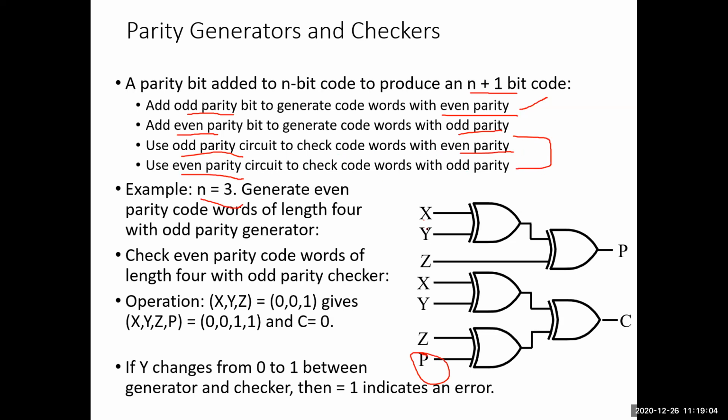So let us see this example now. If my n is equal to 3, I'm trying to use a 3-bit number over here, 0, 0, 1. Generate an even parity code word of length 4. It will always be generating this. Why? Because I have told that whenever a parity is added to the n bit number, your output will always be an n plus 1 bit code. So if n equals 3, n plus 1 means 3 plus 1 bits will be obtained.